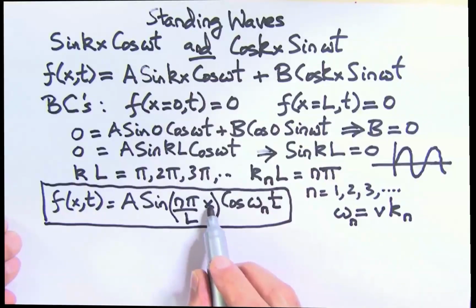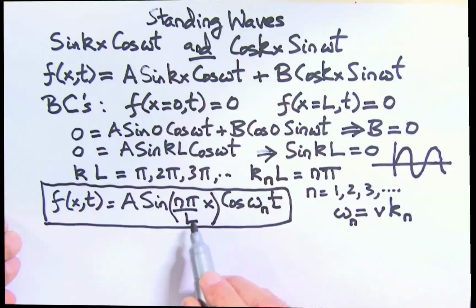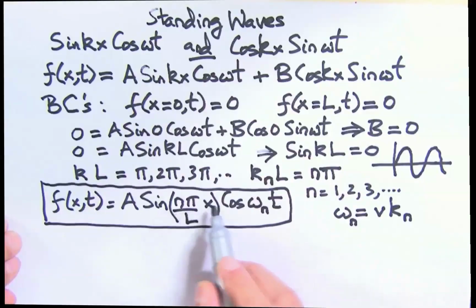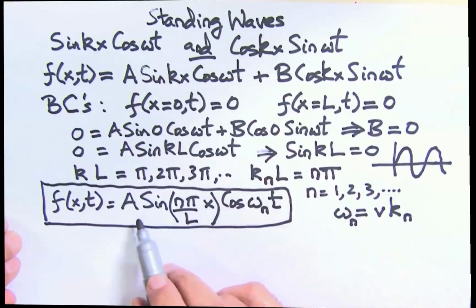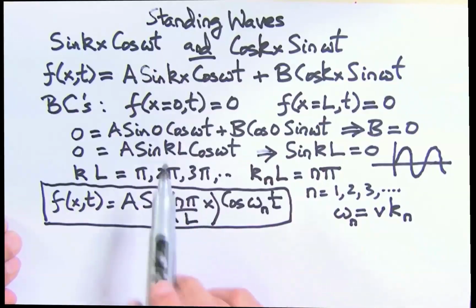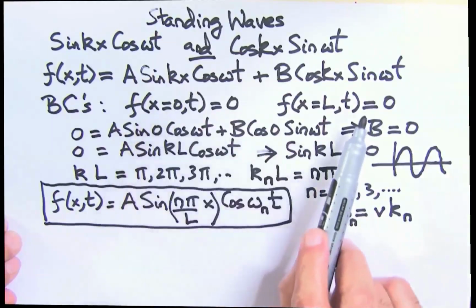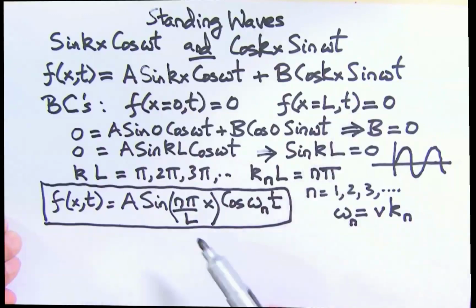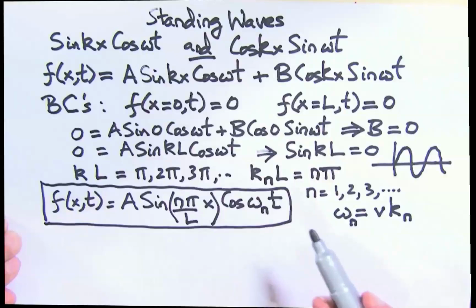Now, if I put n pi over L times x, when I put x equal to 0, this vanishes. When I put x equal to L, then this is sine of n pi, which also vanishes. So this satisfies this boundary condition and that boundary condition. And that, well, is the solution.